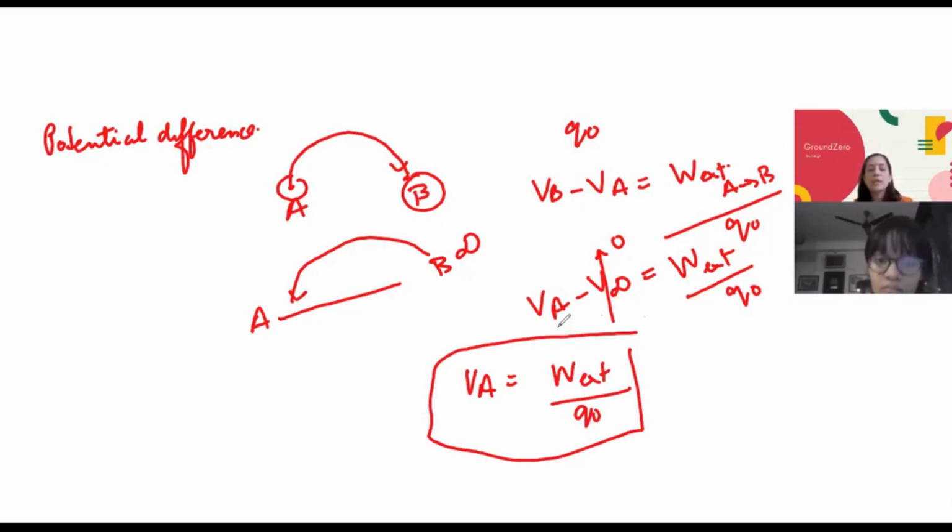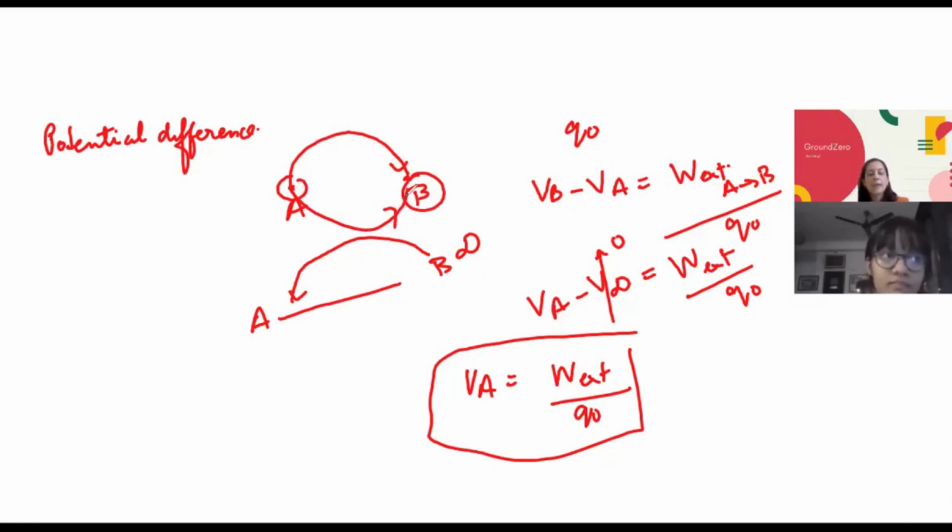So first thing is that the work is always done against the electric force, right? And the charge Q naught is very small. It does not have its own electric field, so it does not have its own potential also. And the work done is independent of the path, right? So it is path independent. Like if you're moving a charge from A to B, you can go this way or you can go this way. It doesn't matter. It is path independent.